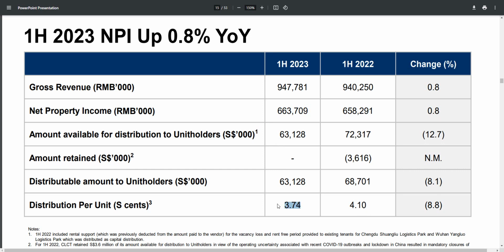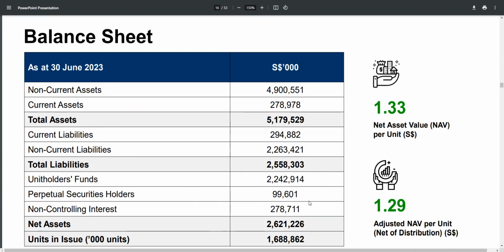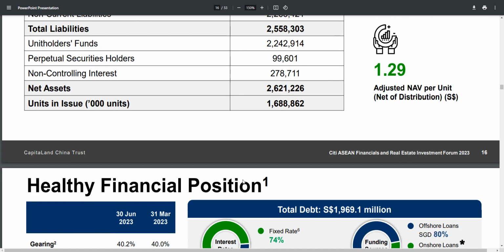At 3.74, based off today's price of 97 cents, if I analyze this, it's around a 7.8% yield. The balance sheet is the one small highlight that is positive. I think that 1.33 NAV at its current price of 97 cents is roughly a 35% discount.